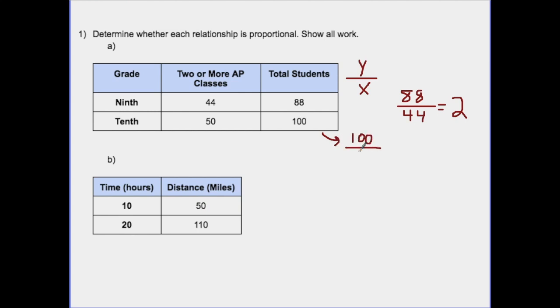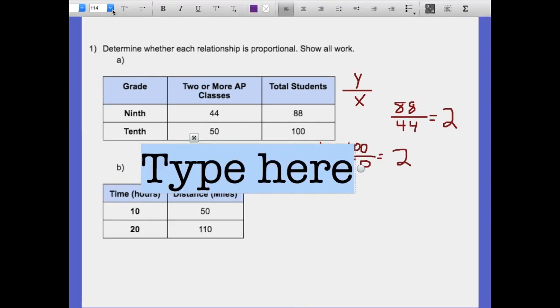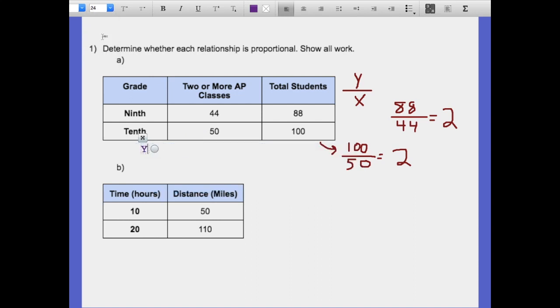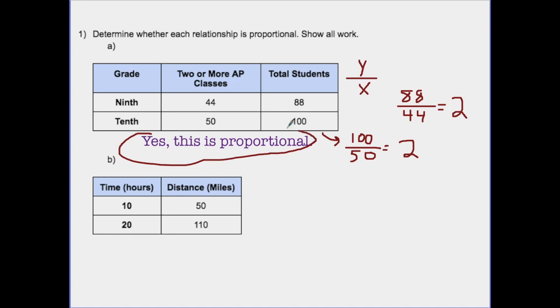Now, this is also part of showing your work. Even if you can do this mentally, show the steps for it. And for this one, we're going to say, yes, this is proportional. The top of the study guide also says to circle our final answer, so we'll go ahead and do that.